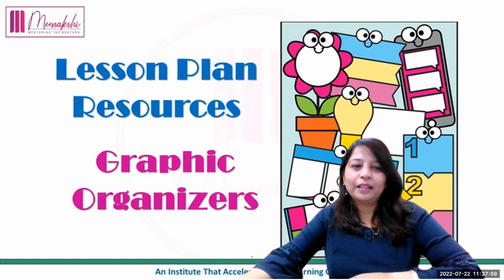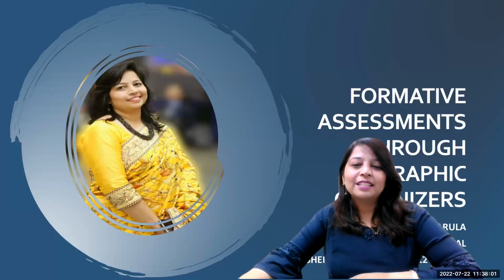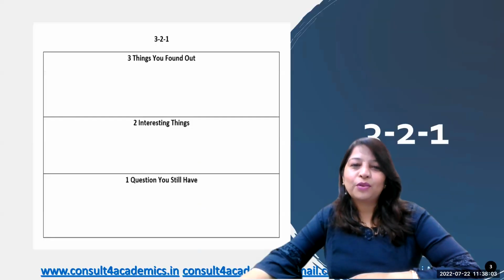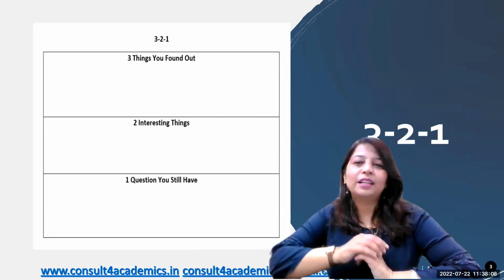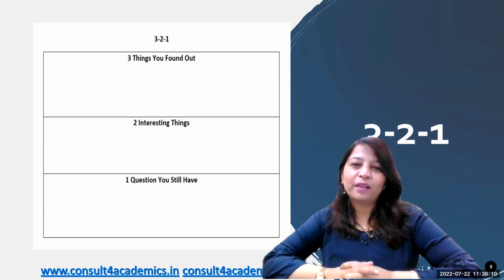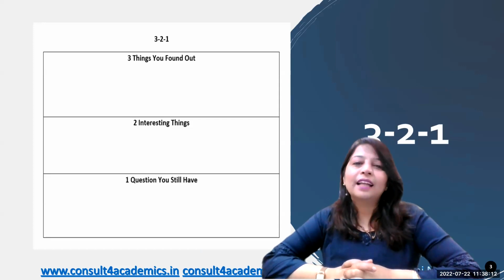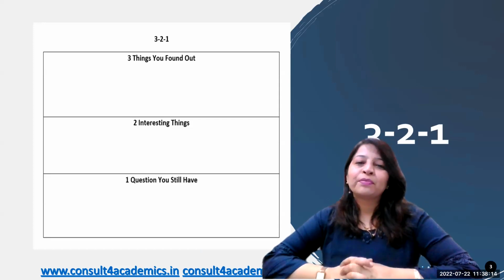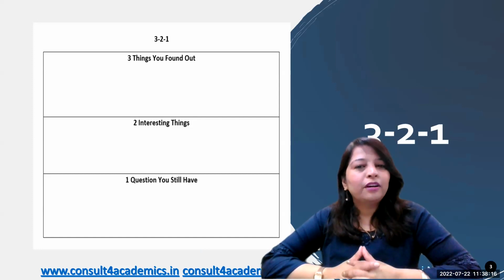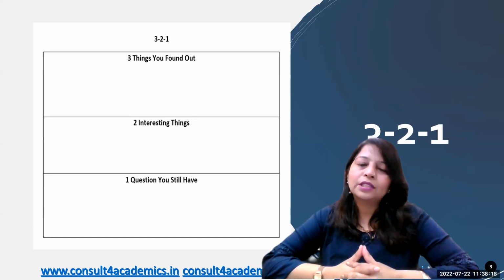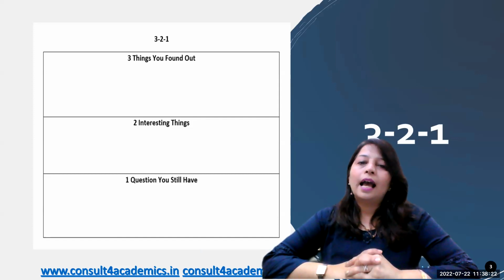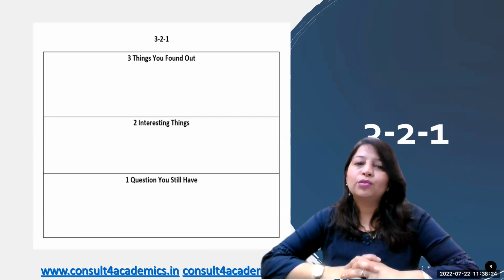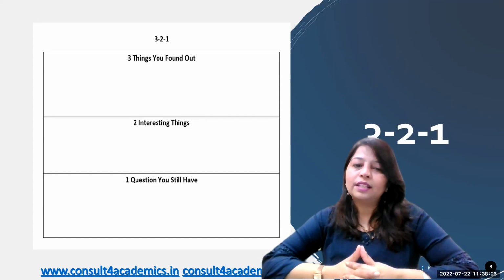To start with, the first graphic organizer that we're going to talk about today is the 3-2-1 strategy. We have already talked about this in some of the previous videos as well. You will be able to create different versions of this graphic organizer based on your requirement. As you can see on the screen, it's written: 3 things you found out, 2 interesting things, and 1 question you still have.